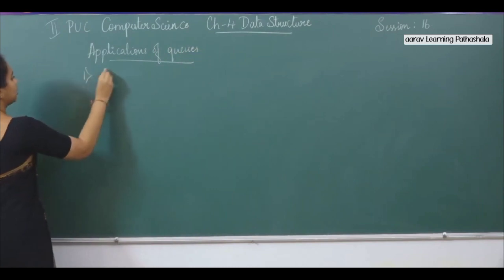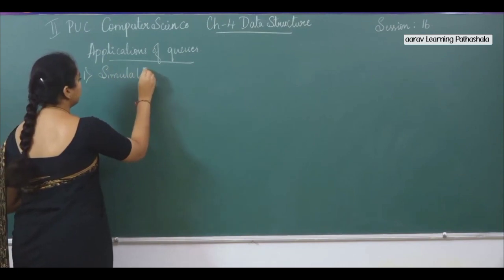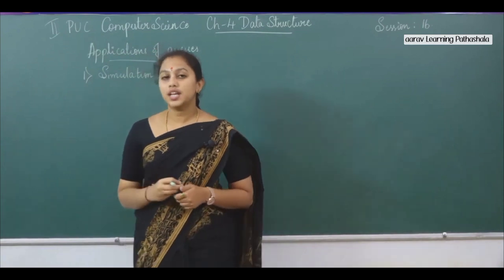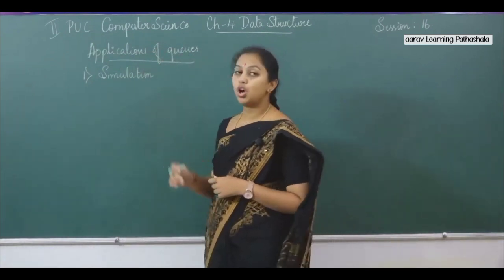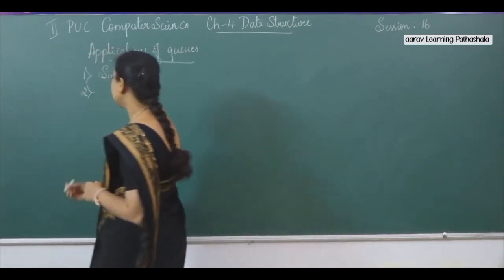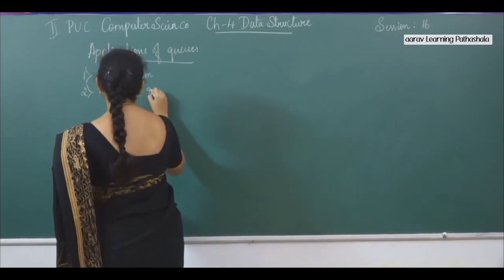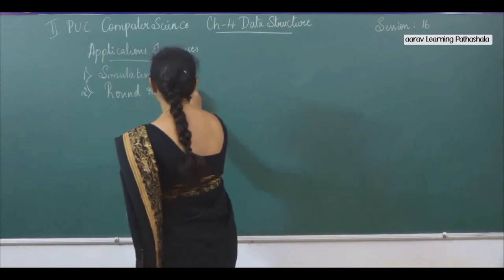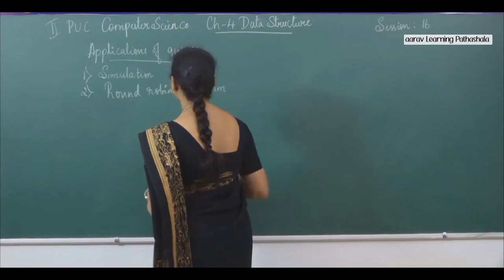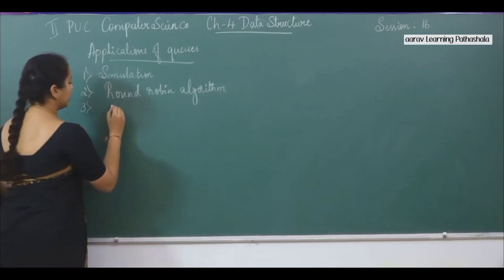The first application is simulation. Simulation is a set of numbers used to denote the state of the system using the queue concept. And the next application is the round robin algorithm. It is used in the round robin algorithm to solve some problems.